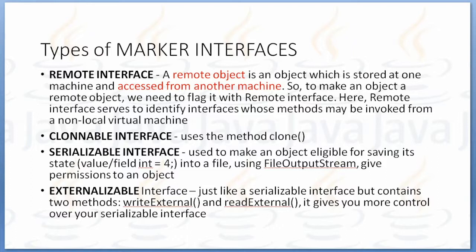Cloneable interface uses the clone method. Serializable interface is used to make an object eligible for saving its state into a file using file output stream. It gives permission to that object. So if you want to save an object to a file, you have to make the interface serializable.